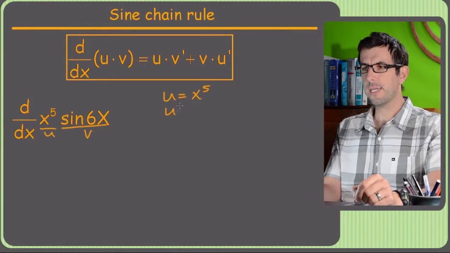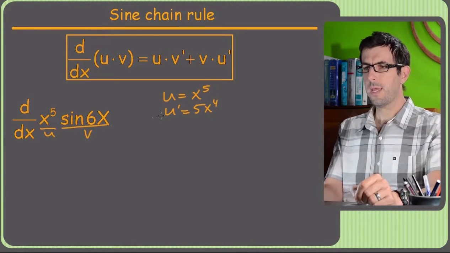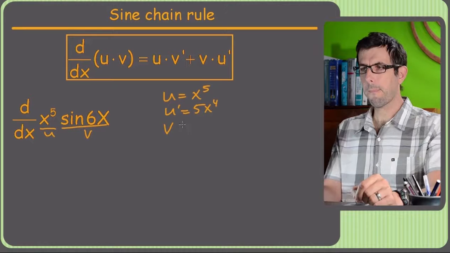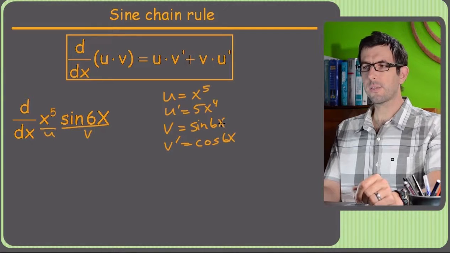Why is this a chain rule problem, by the way? I guess we'll find out in a second. And then v is going to be sine of 6x. Oh, that's why it's a chain rule problem. Derivative of sine is cosine of the same thing always. So that 6x will be true for both.